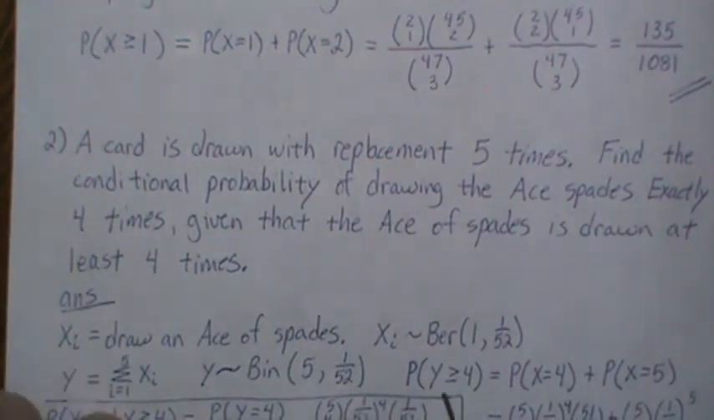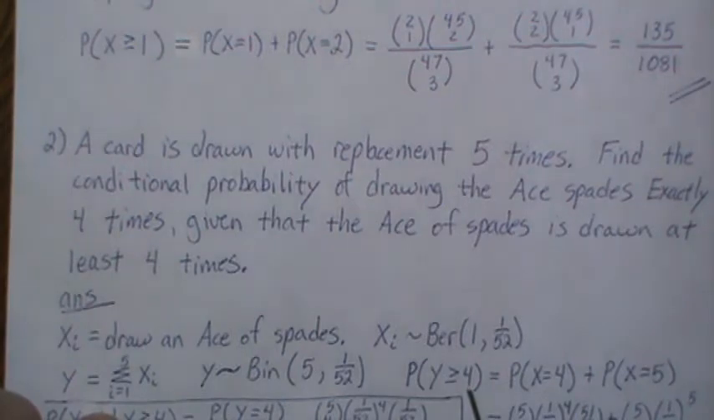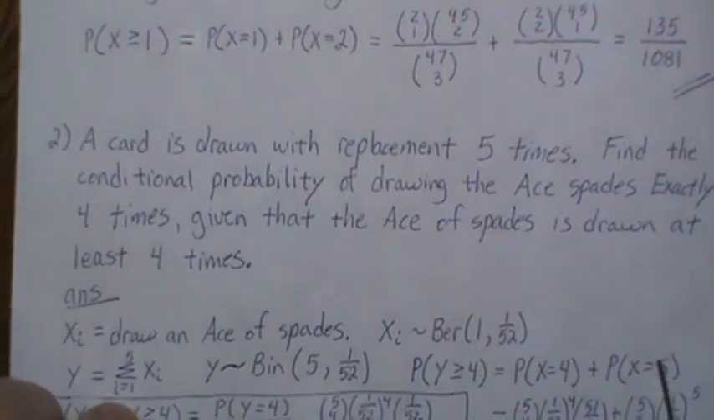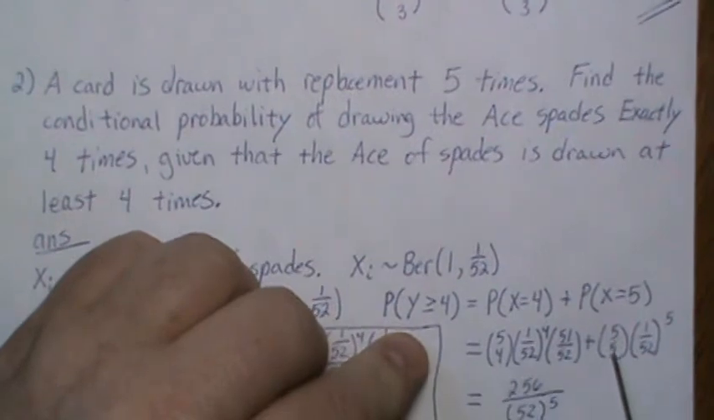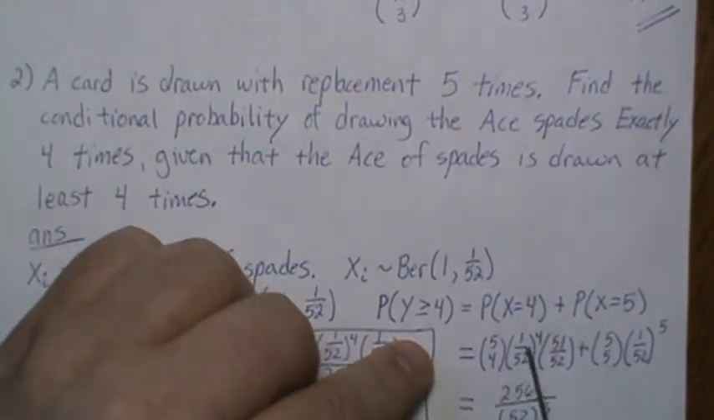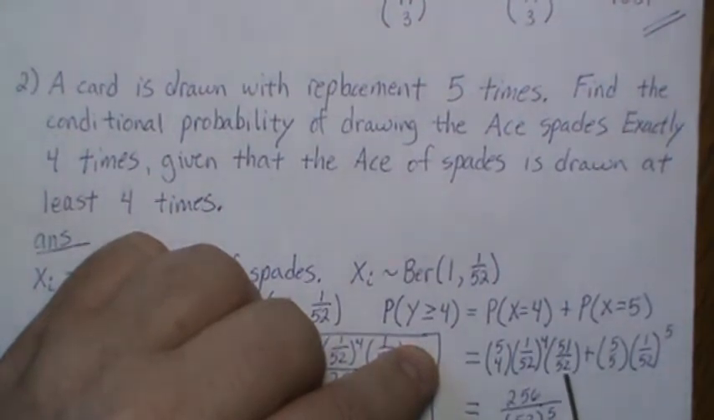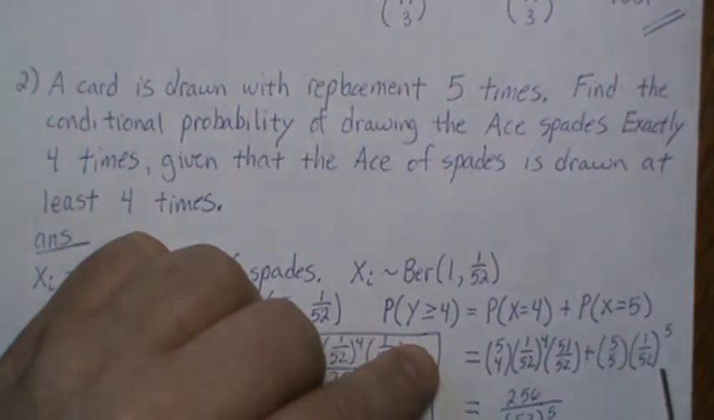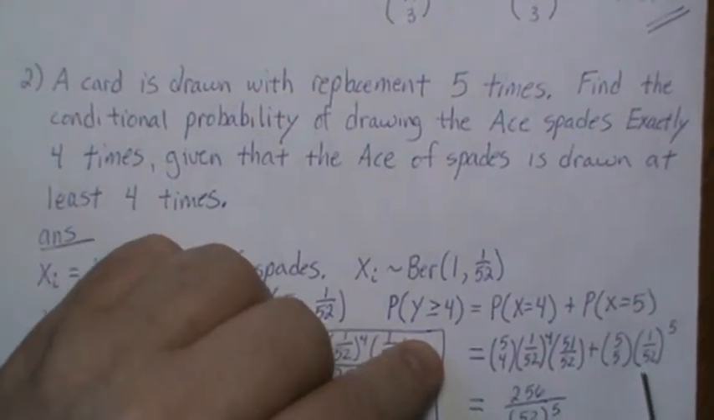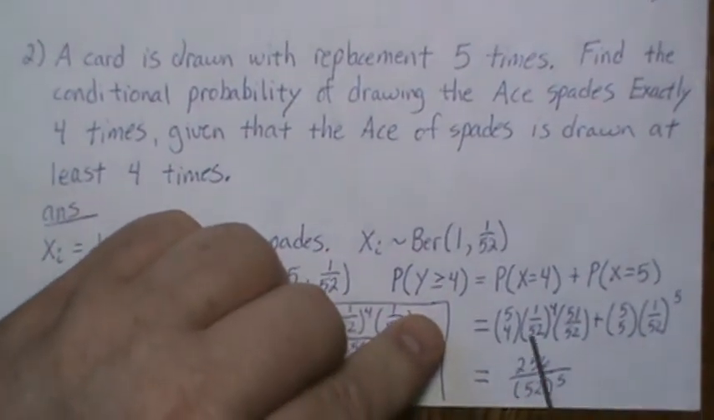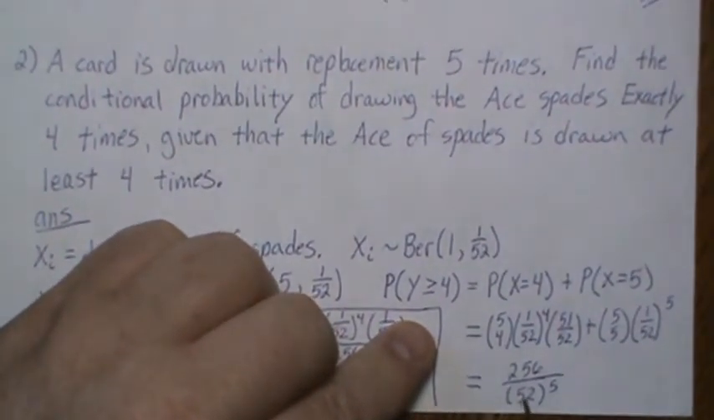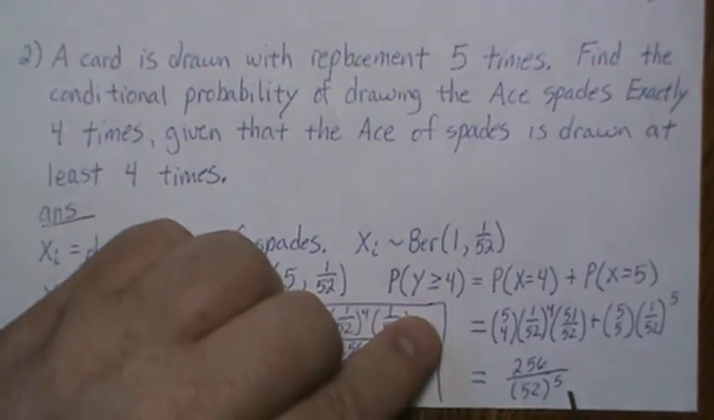If we look at the probability of Y being greater than or equal to 4, that means the probability that Y is 4 plus the probability that Y equals 5. And then this is a binomial, so it's 5 choose 4, 1 over 52 to the 4th, 51 over 52. That's the probability that Y is 4. Now the probability that Y equals 5 is this. 5 choose 5, 1 over 52 raised to the 5th.